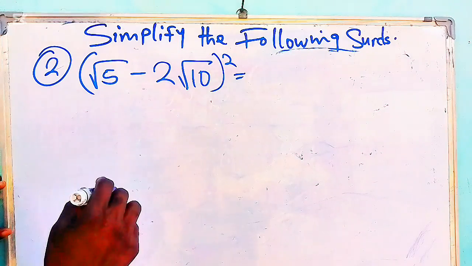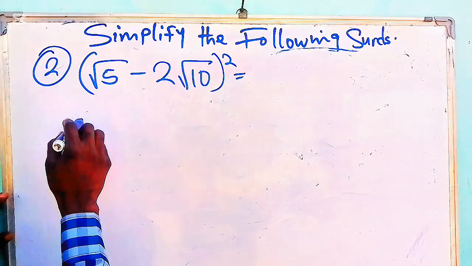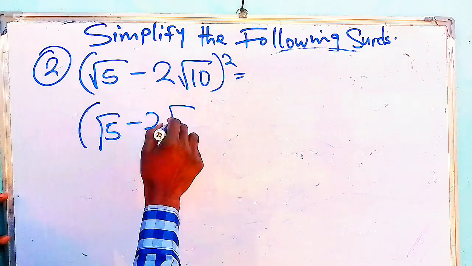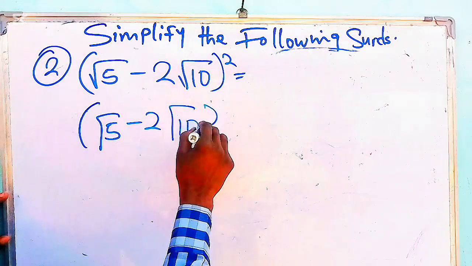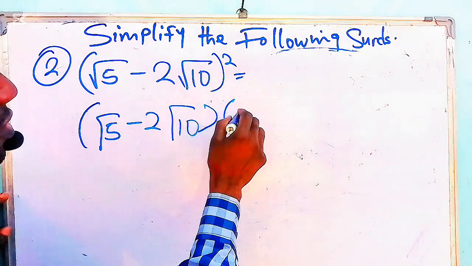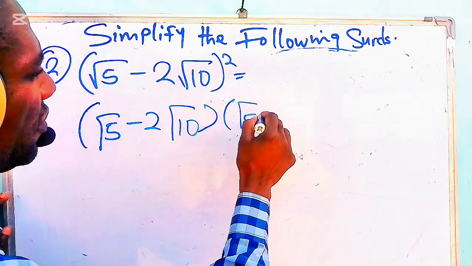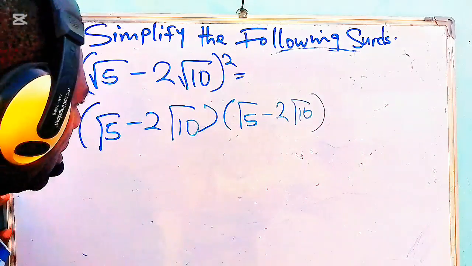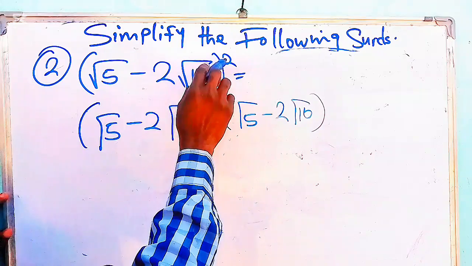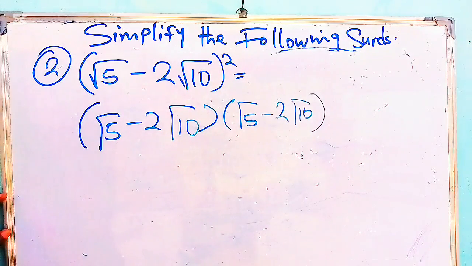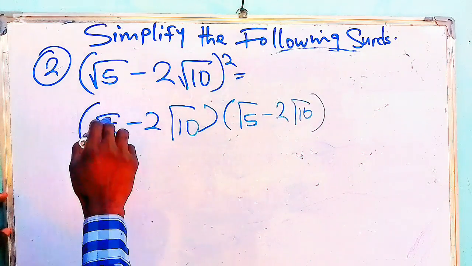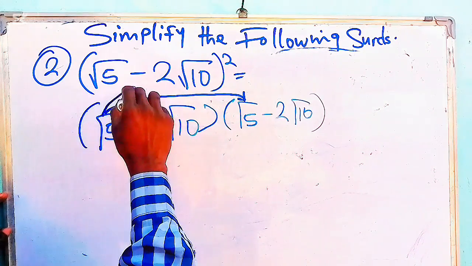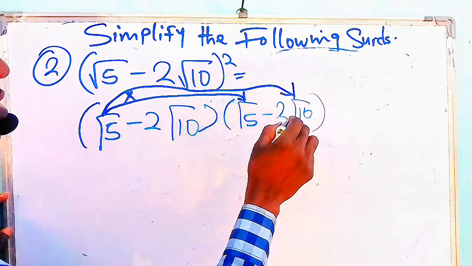Okay, let's simplify number 2. We are going to open the bracket, √5 minus 2√10. You close the bracket, open another one, √5 minus 2√10. Close the bracket because there is a square here. That's why we have 2 places. At the end, we are going to multiply this by this. We also multiply it by this.